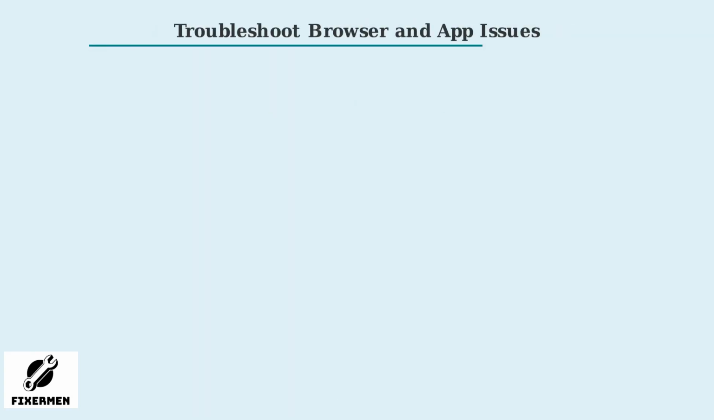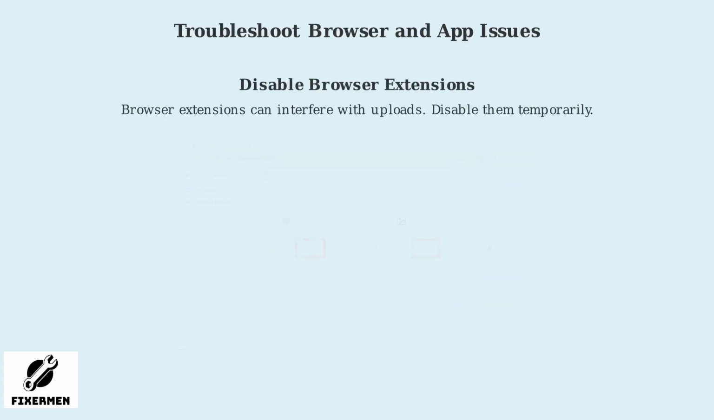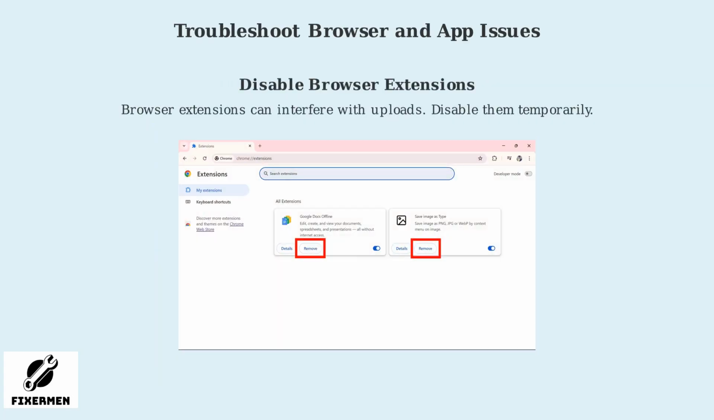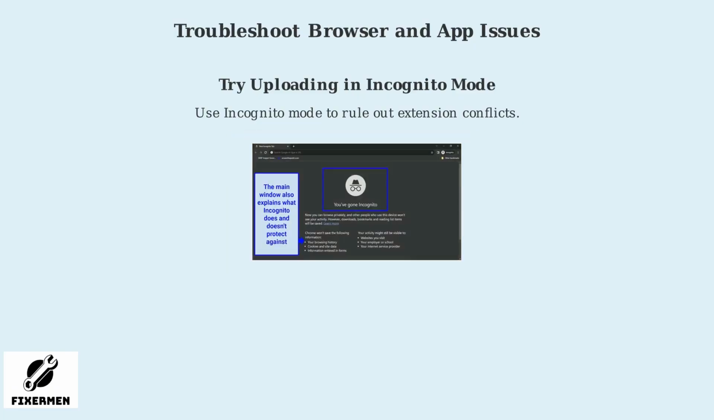Now we'll troubleshoot browser and app issues that can cause Google Drive upload problems. First, if you're using a browser like Chrome, clearing the cache and cookies can fix upload problems caused by stored data conflicts. Second, disable any browser extensions, as they can sometimes interfere with Google Drive uploads. Third, try uploading in incognito mode to eliminate extension-related issues.